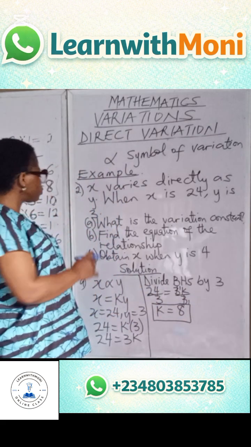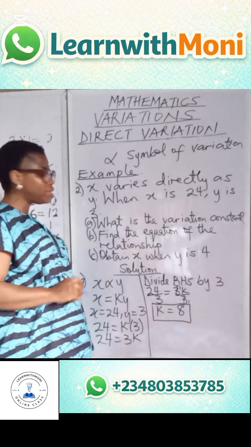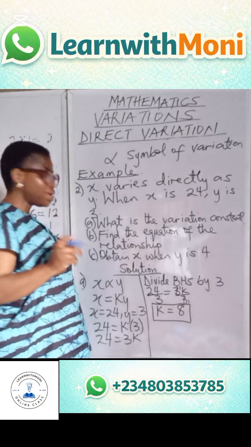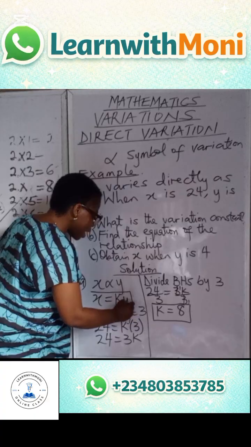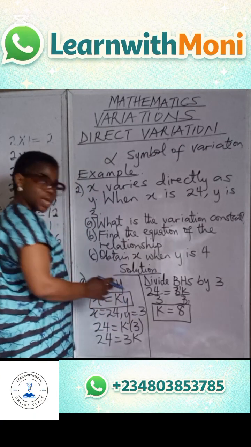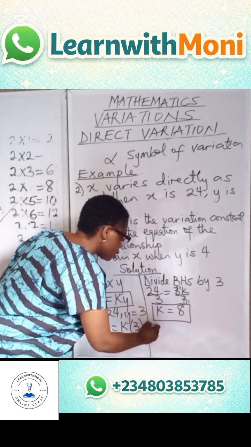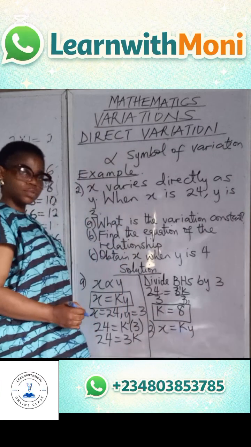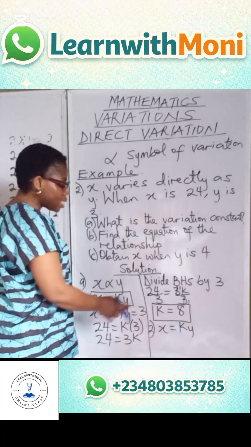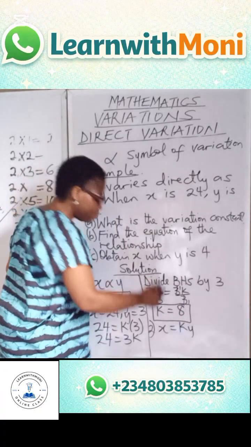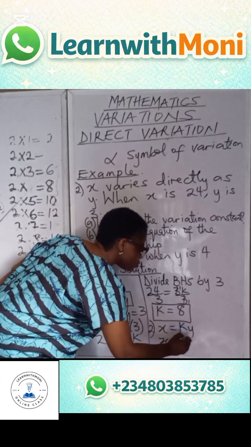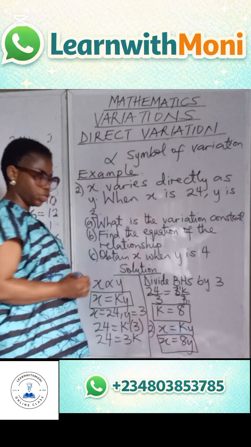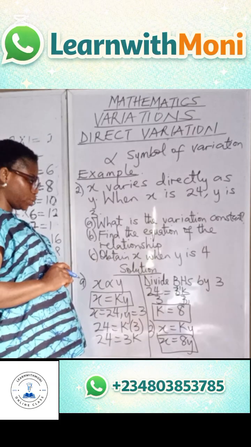The second part of the question, which is B, is asking us to find the equation of the relationship. The equation of the relationship simply means that I should get this, x is equal to ky, and substitute k into it. Remember, that is what we have here. And now we know that k is 8. That means x is equal to 8y. And this is the equation of the relationship.